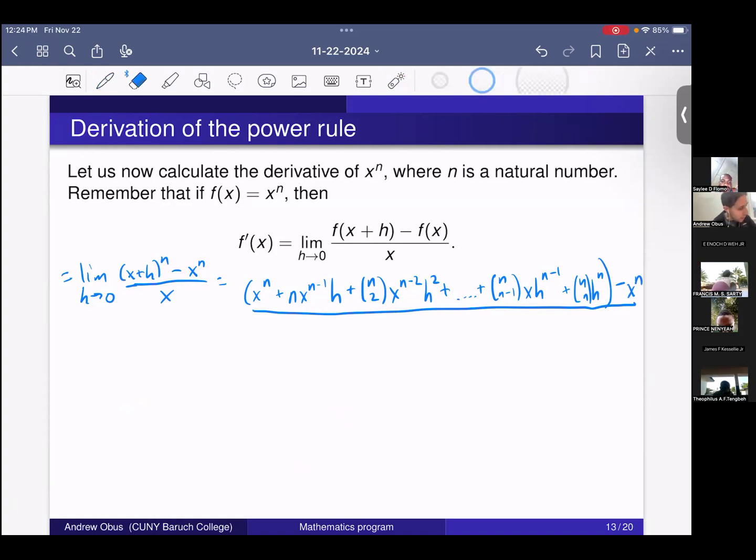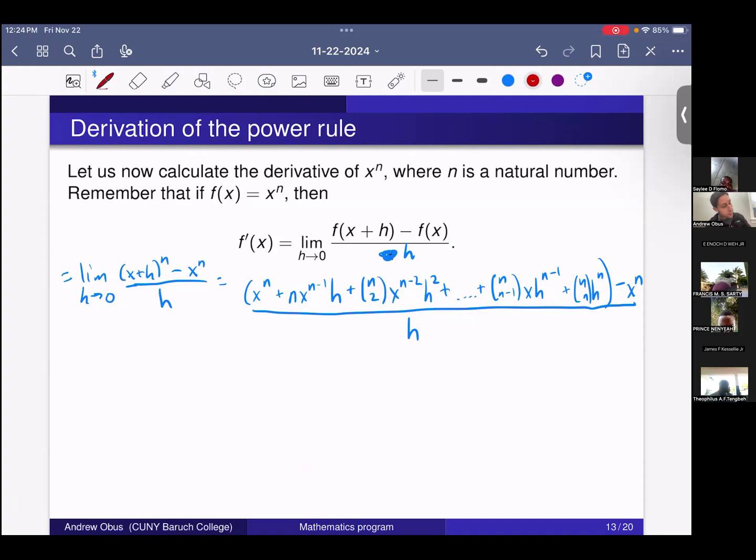Oh, sorry, this is a typo here. This should be an h. And this is a typo here. This should be an h. Okay. That's an h in the formula. And so we divide this all by h.